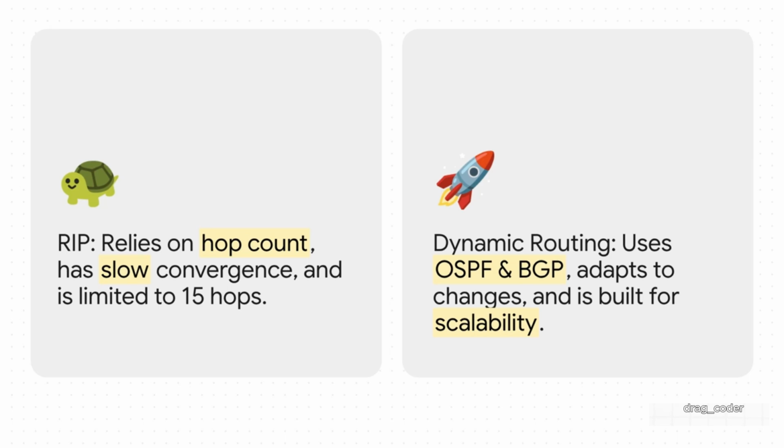But on the right, you have dynamic routing. It knows the whole map, it adapts almost instantly, it can scale to a global size, and it finds the best path, not just the one with the fewest stops. That ability to adapt super fast is called convergence, and with these modern systems, it's pretty much instantaneous. It's a night and day difference.